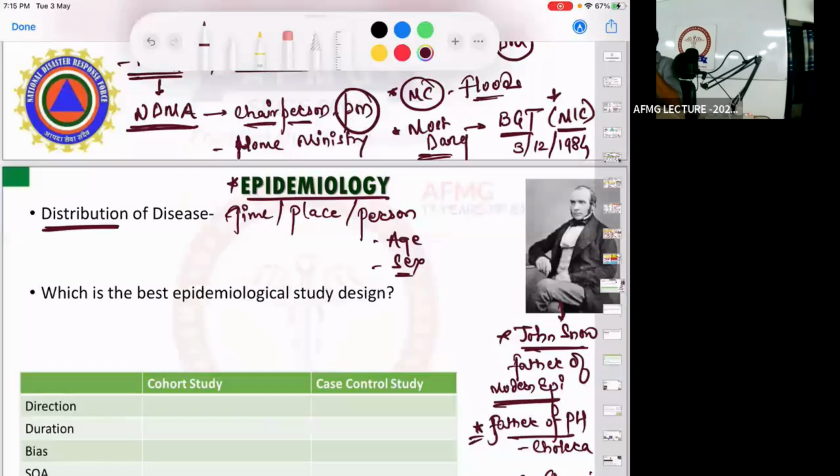Okay, one thing is wrong, but the maximum tax paying population stays in Maharashtra. Okay, let's move ahead quickly.